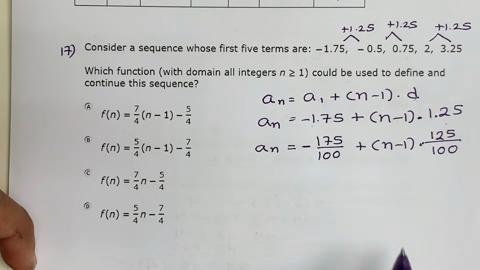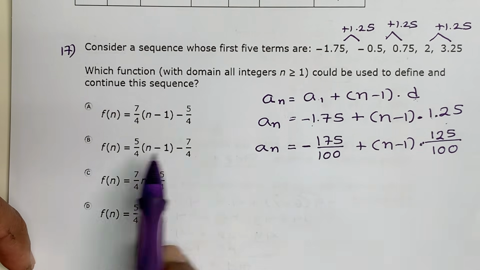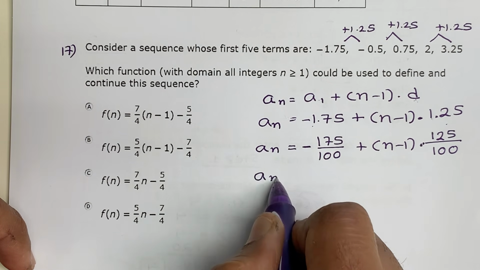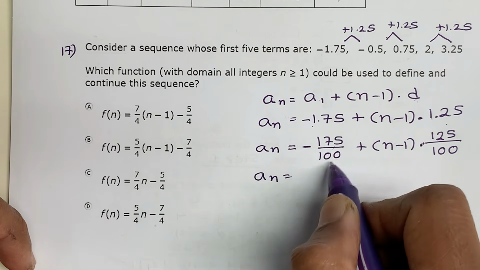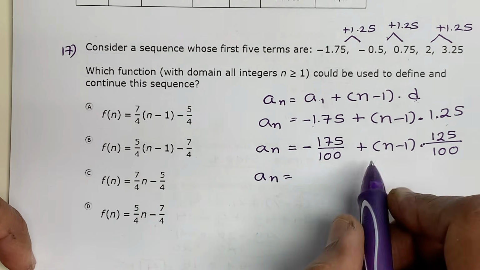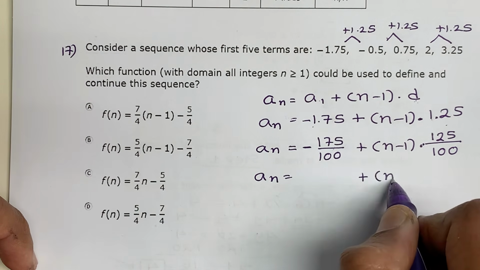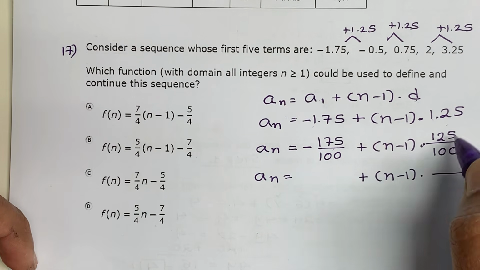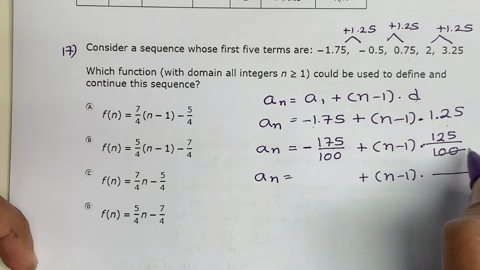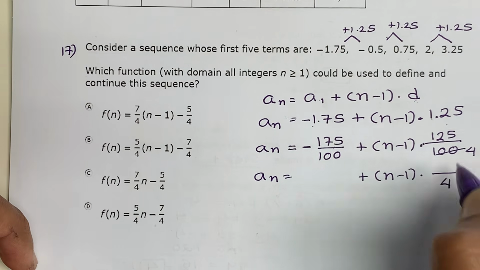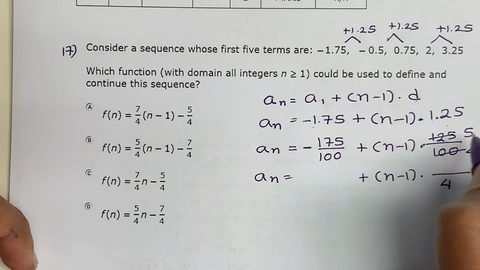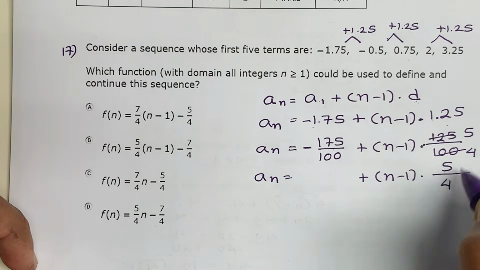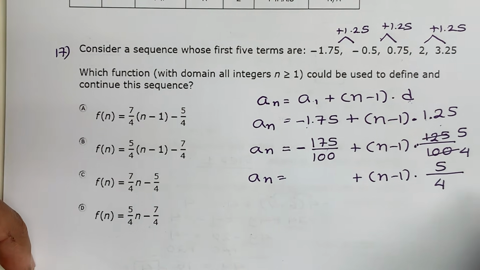All right, now we still don't have a very similar answer, but we're getting there. Now all I have to do is reduce as much as I can. We can reduce this by 25. So we know 25 goes into 100 4 times and 25 goes into 125 5 times. So this is 5 over 4. So 1.25 is 5 over 4.